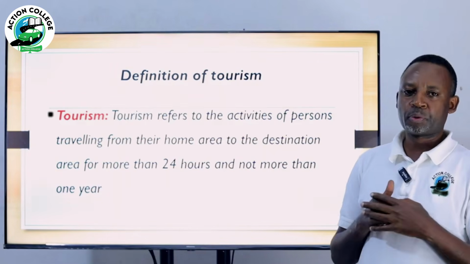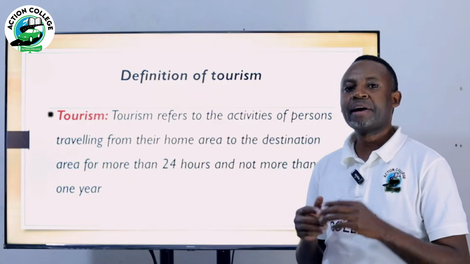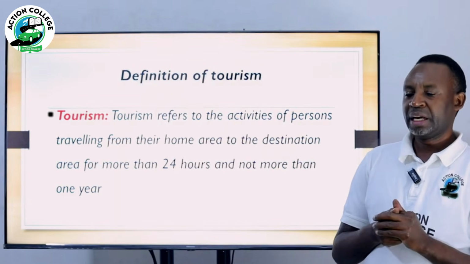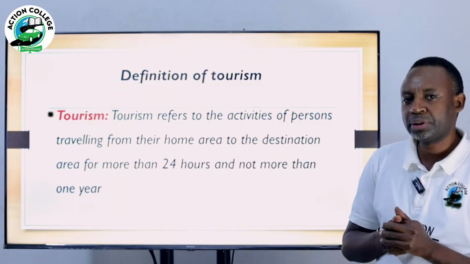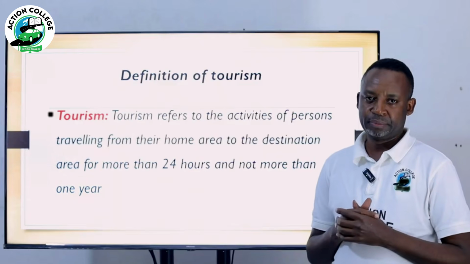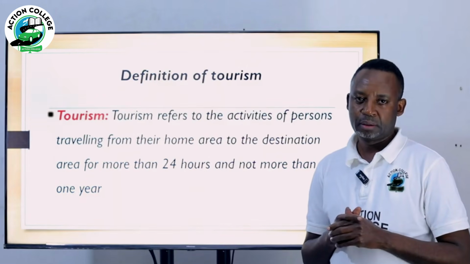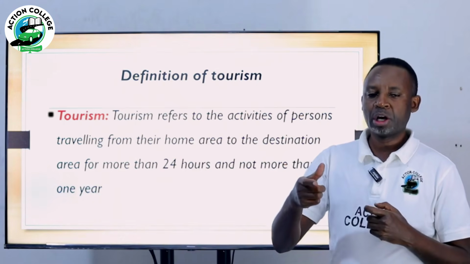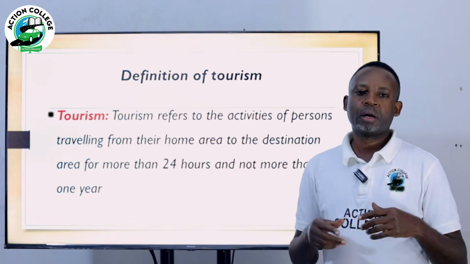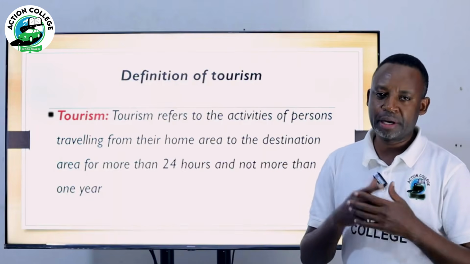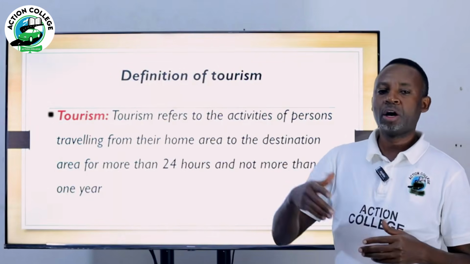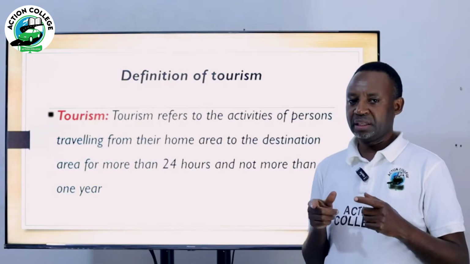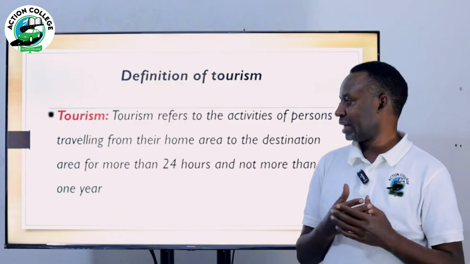If someone traveled from here to Akagera and came back the same day, we cannot call that person a tourist. Instead, he's going to be called an excursionist, a same-day traveler. So it has to be more than 24 hours, but still it cannot be more than 1 year. If it exceeds 1 year, what does it mean? It means that person becomes a resident of that area. I think that is very clear.